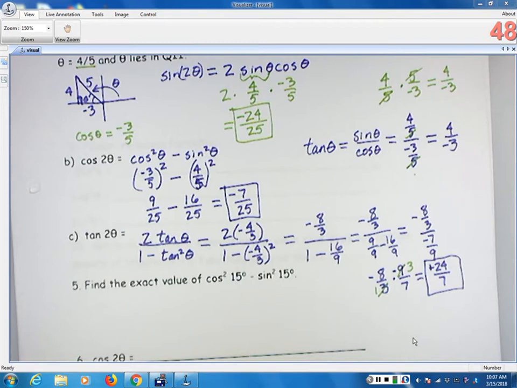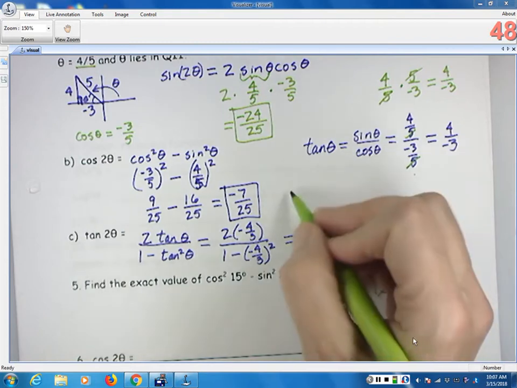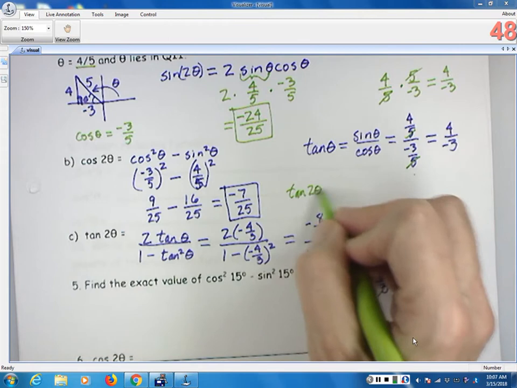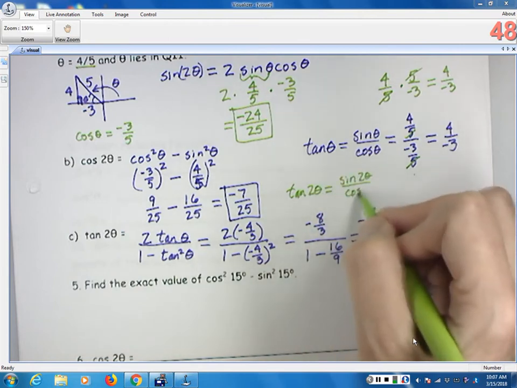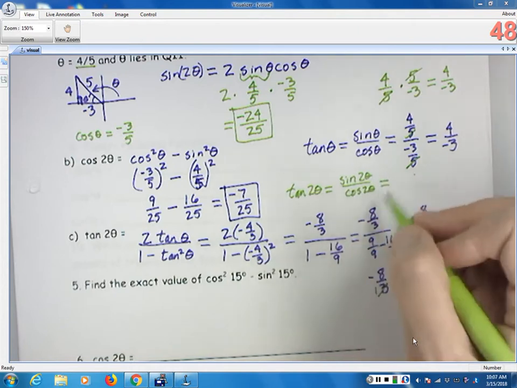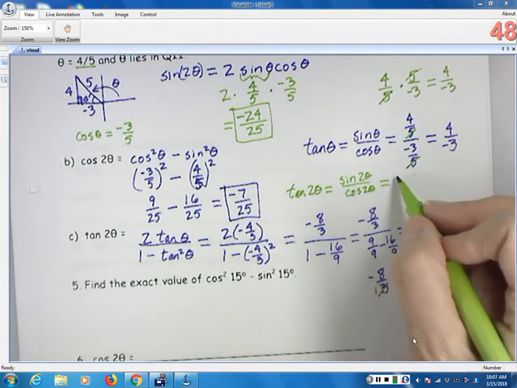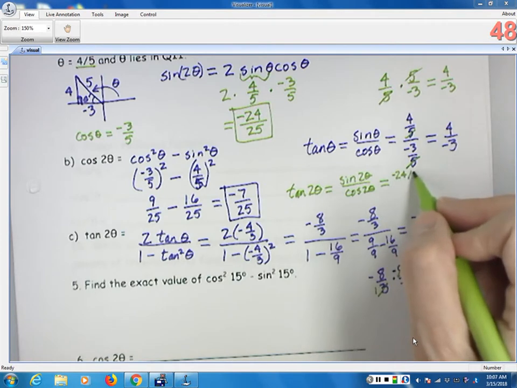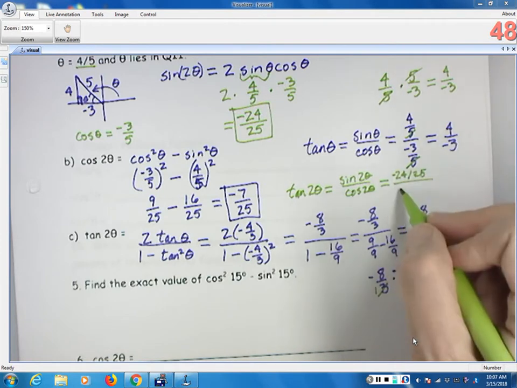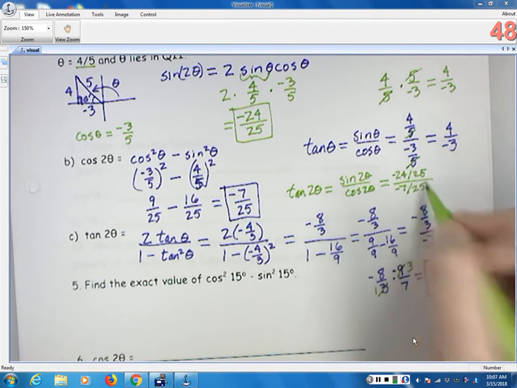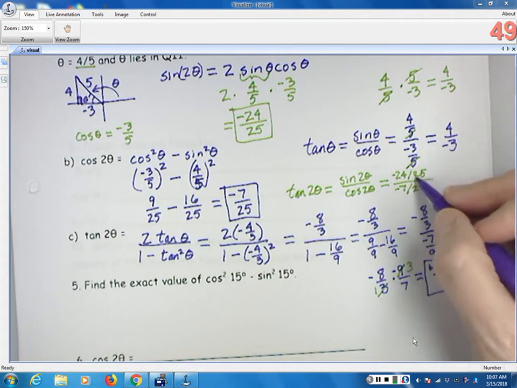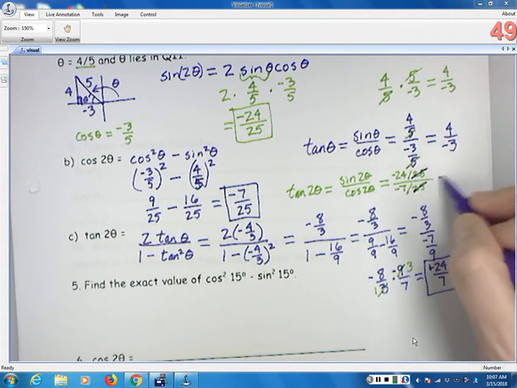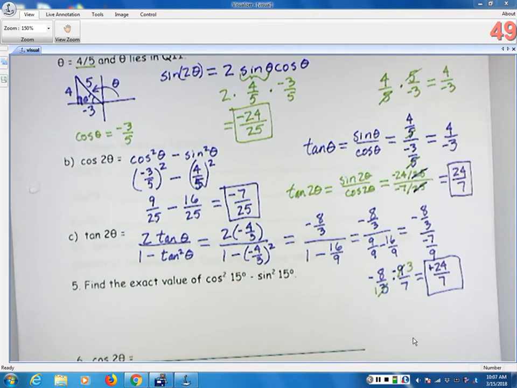You could have done, I'll do it right here. Tangent of 2 theta equals sine of 2 theta divided by cosine of 2 theta. And that is minus 24 over 25, and minus 7 over 25. You can flip the second fraction and cancel, but that is 24/7. So that's the other way to get that. You got the same answer both ways.